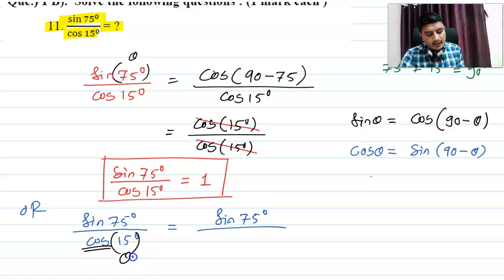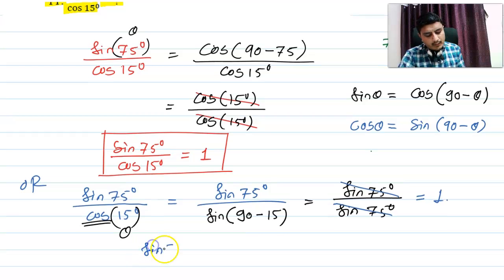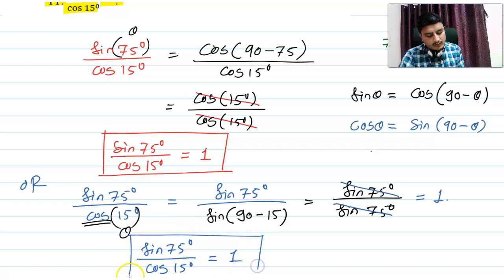So cos theta, where theta value is 15 degree, equals sin of 90 minus theta, theta value being 15. So we get sin 75 degree divided by sin of 90 minus 15, which becomes 75 degree. Now sin 75 degree from numerator and denominator gets cancelled, so we can again write the value of sin 75 degree divided by cos 15 degree equal to 1, same as the previous answer. So here we have completed question 1A and 1B.